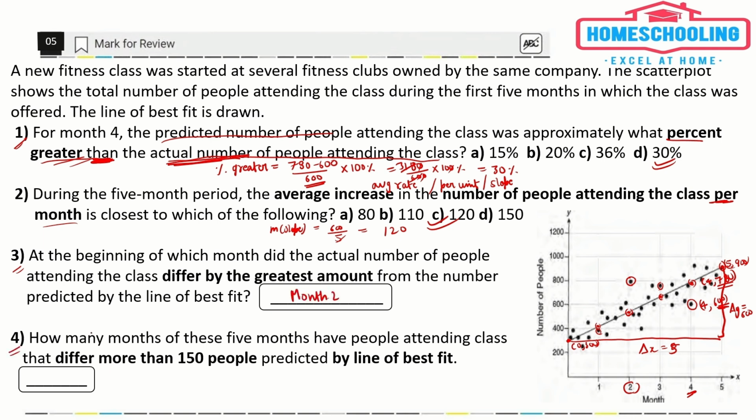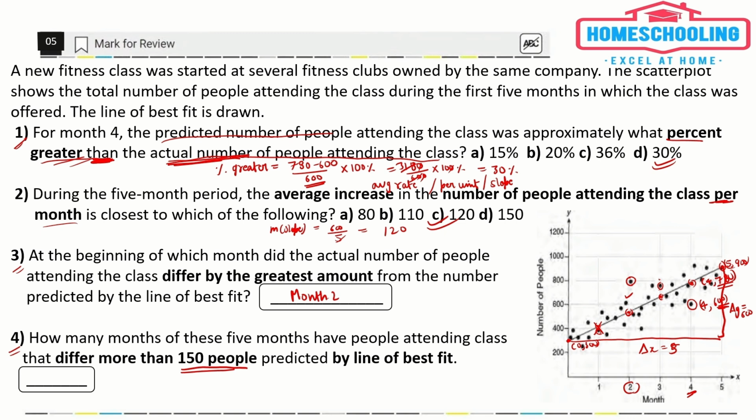In part 4, how many months of these 5 months have people attending the classes that differ by more than 150? So we have to find the months where the difference between the predicted number and the actual number is greater than 150. Here we can see the difference is not greater than 150. In month 2, we have a difference greater than 150 people. Now let's see this one. So this one is not more than 150.